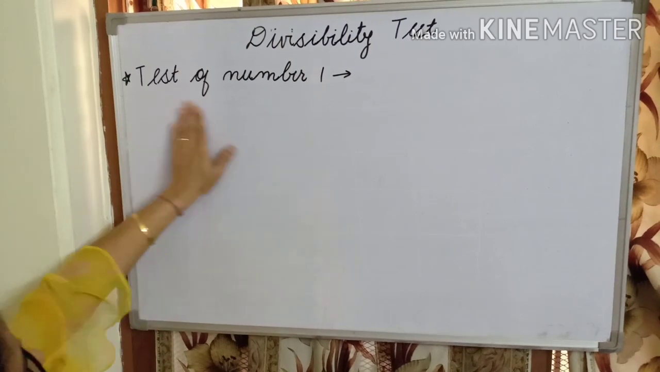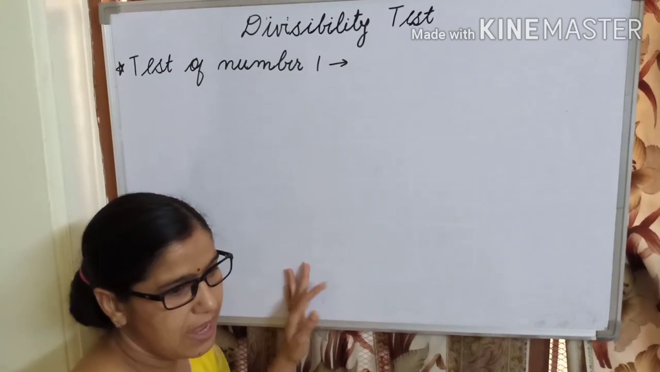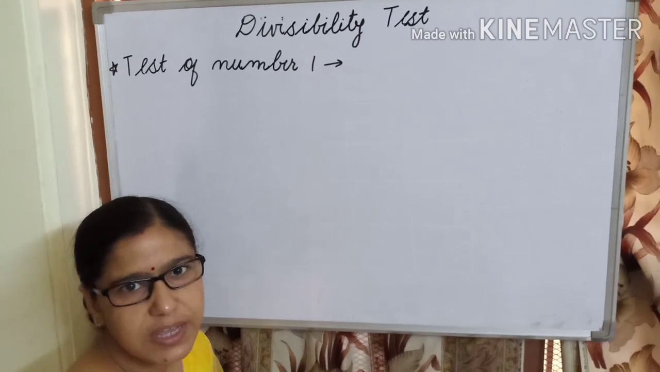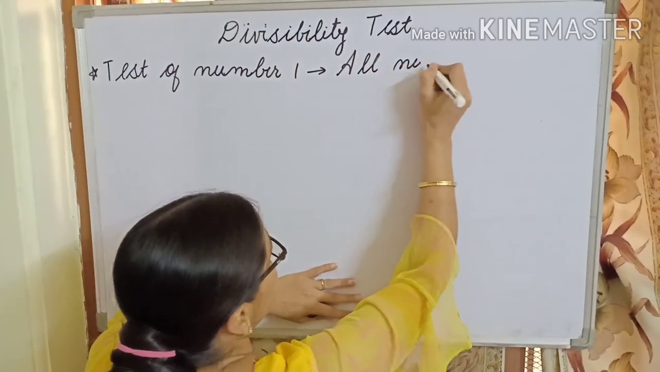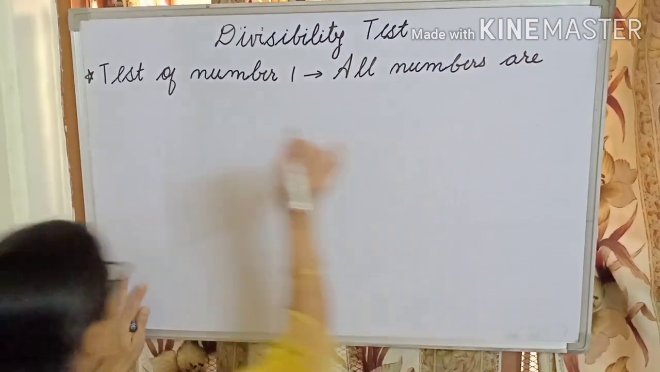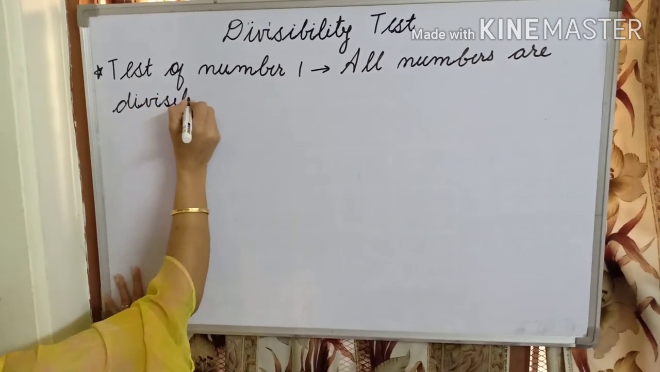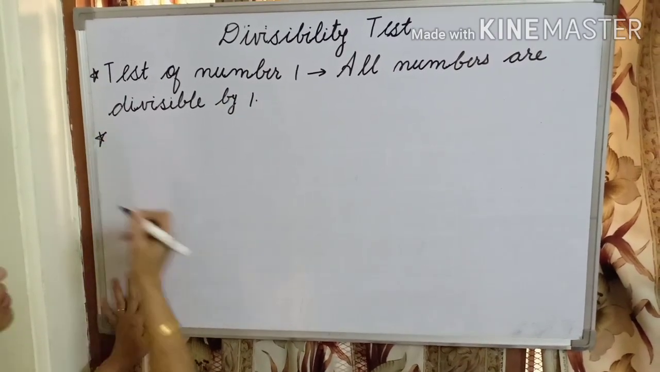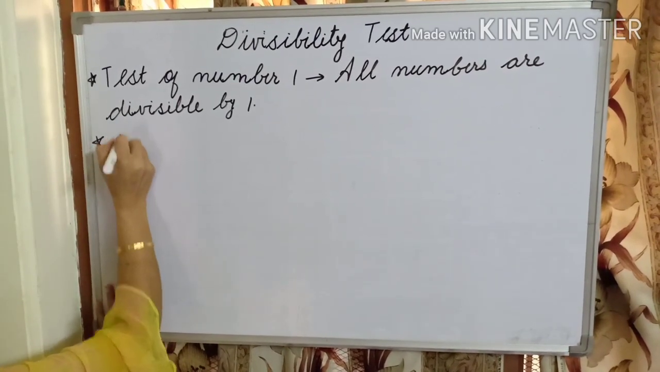First start from 1. Test of number 1. Yesterday you have seen that every number is divisible by 1. Then what we can say? 1 is a factor of every number. So, all numbers are divisible by 1. As you know, every number is divisible by 1. Yes. Next, test of 2.